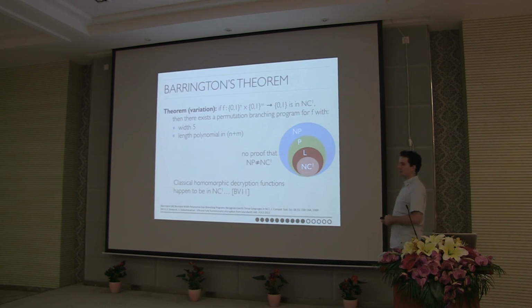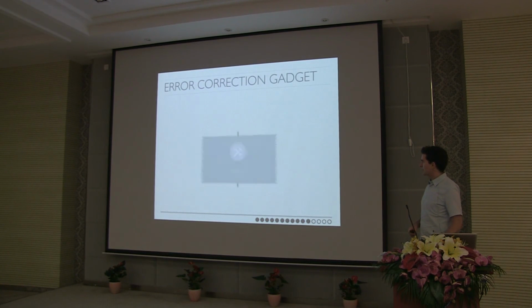And fortunately for us, people worked very hard in classical cryptography to make the decryption function of classical homomorphic encryption systems as simple as possible. Because in order to get fully homomorphic encryption, you need to have a very simple decryption function. In fact, basically all of the recent constructions of fully homomorphic encryption make sure that the decryption functions are in NC1. And that's exactly what we need, because then we can apply Barrington's theorem, which gives us a permutation branching program for this decryption function. So let me show you how this now all comes together.